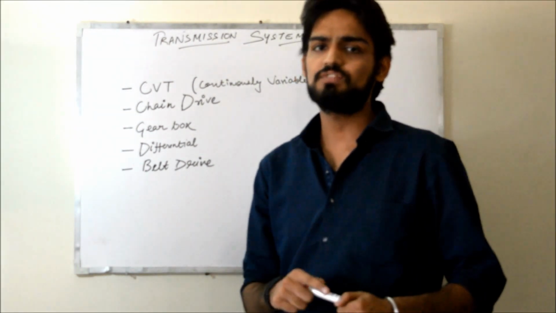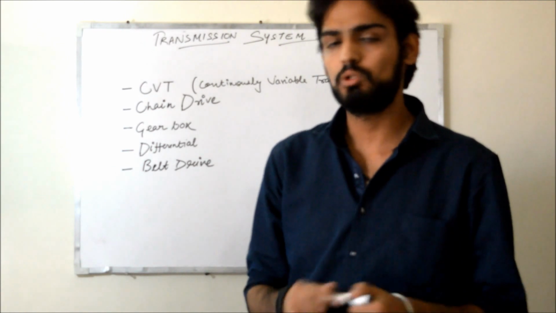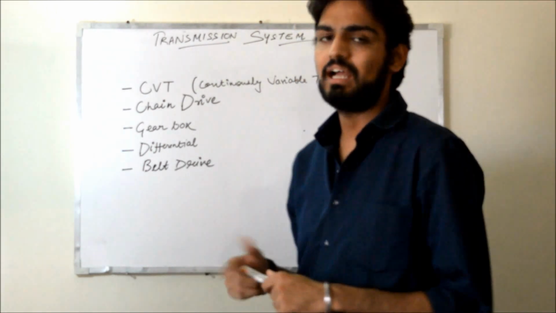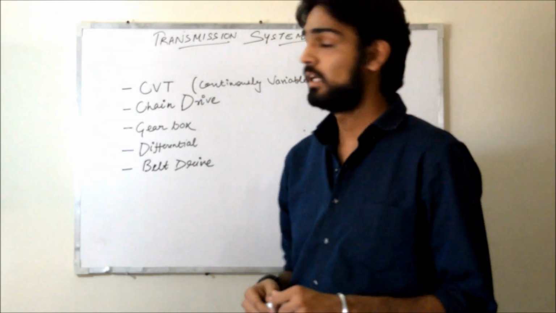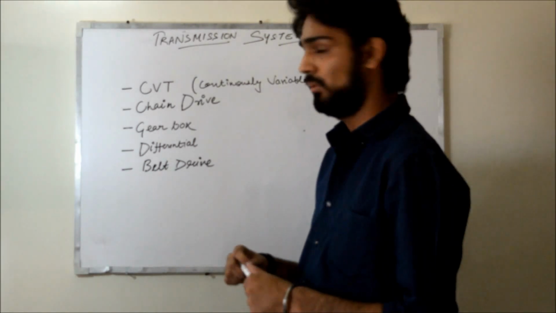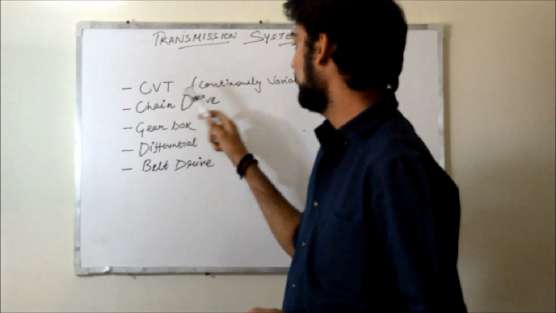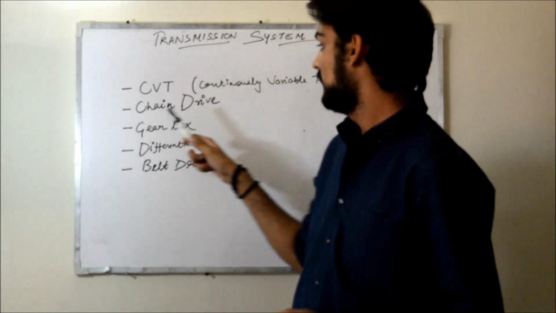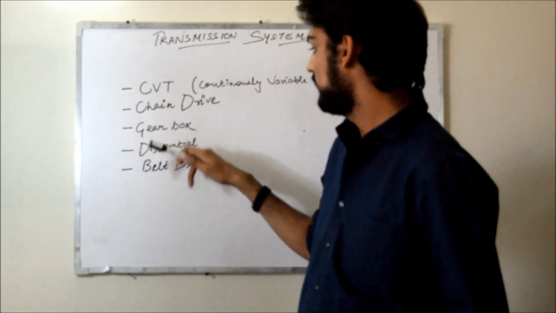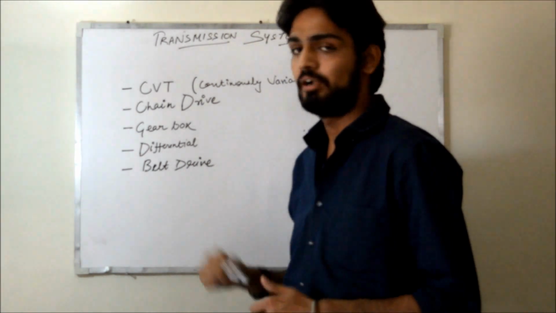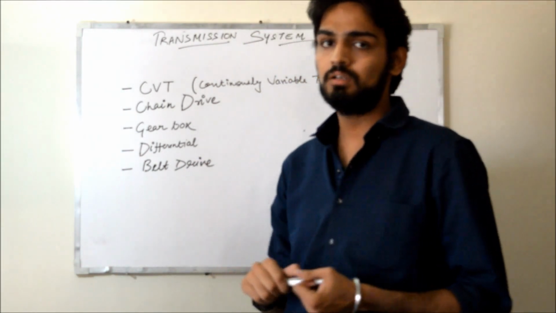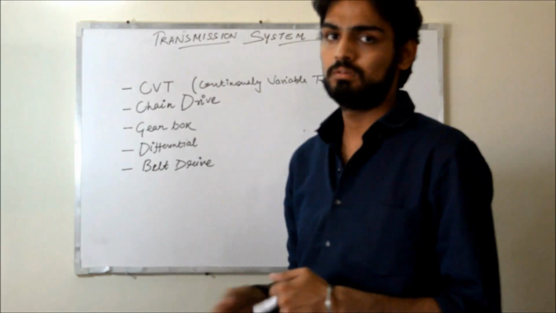Now the second segment of our video is the transmission system. Transmission is the transfer of power from the source to the wheels. Now the source can be an IC engine or a motor. There are many transmission systems, but we'll discuss only the most commonly used. The first one is CVT, that is continuously variable transmission. The second one is chain drive, then the gearbox, differential and the belt drive. We'll discuss them in detail in the next videos.